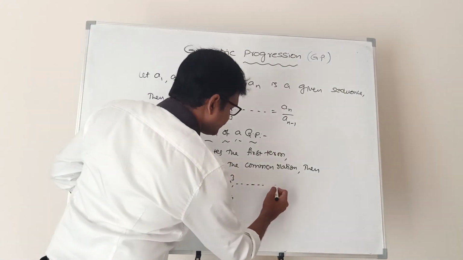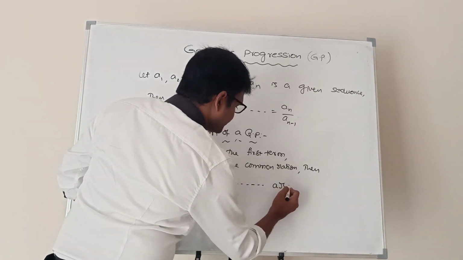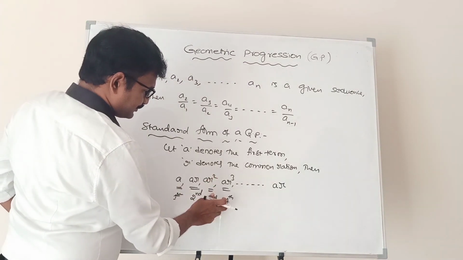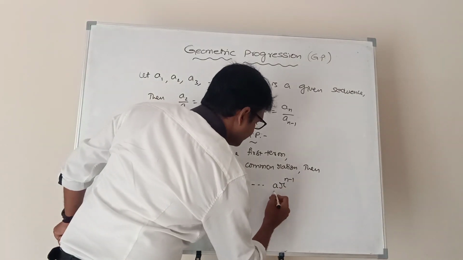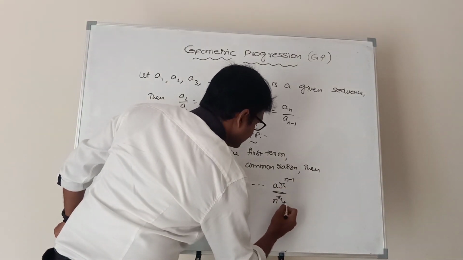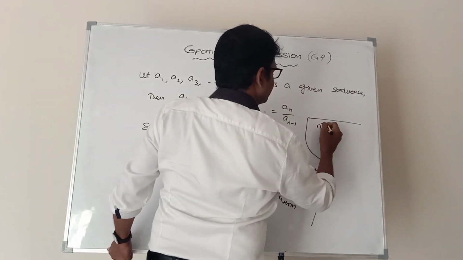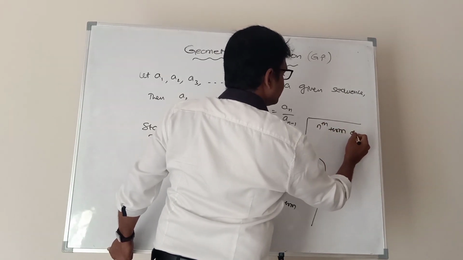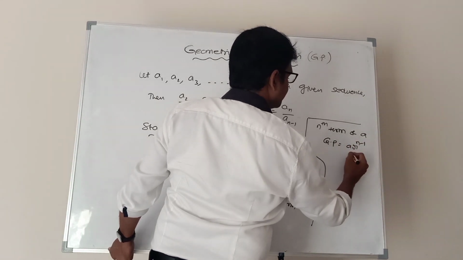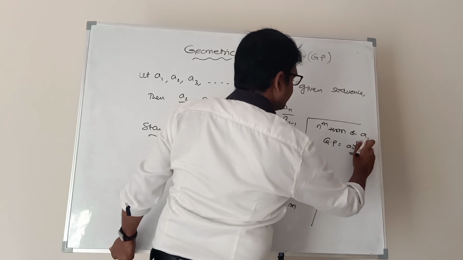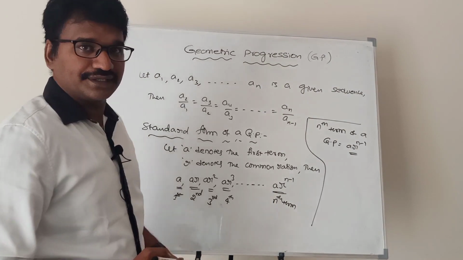So A is common in every term. Next, R is also common in every term. Third term power 2, fourth term power 3, second term power 1. Similarly, nth term power is n minus 1. This is called the nth term. So what is the formula for the nth term of a GP? Nth term of a GP formula is A into R power n minus 1. Nth term formula is A into R power n minus 1.